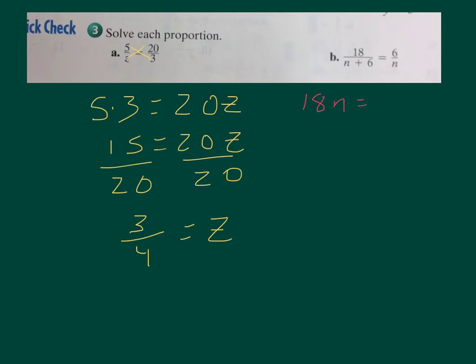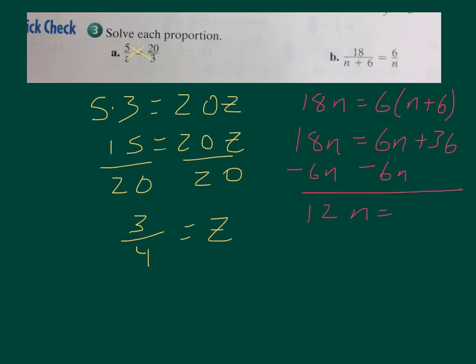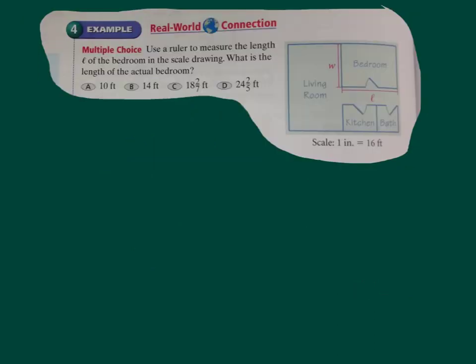Now let's try part B. 18n is going to equal 6 times the quantity n plus 6. 18n, distribute your 6, 6n plus 36. Now we're going to subtract 6n from both sides. We get 12n equals 36. Divide both sides by 12. n equals 3.